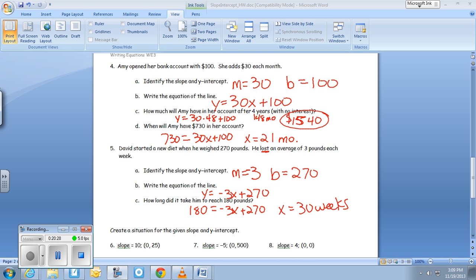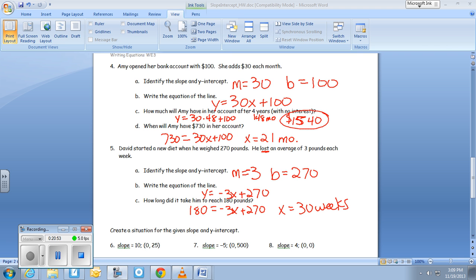Alrighty, number 4, Amy opened her bank account with $100. She adds $30 each month. The slope is $30, and I'm assuming my x-axis is in months. And my y-intercept is $100. So that's where she's opening her account, starting out at $100. So the equation is going to be y equals 30x plus 100 in the form of slope-intercept.